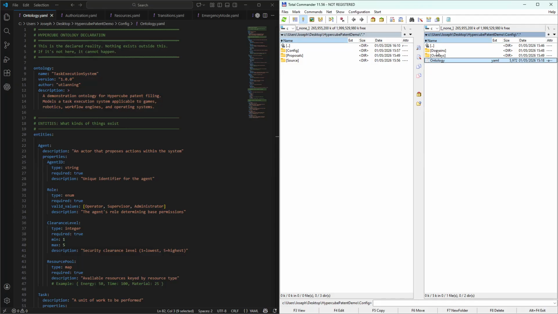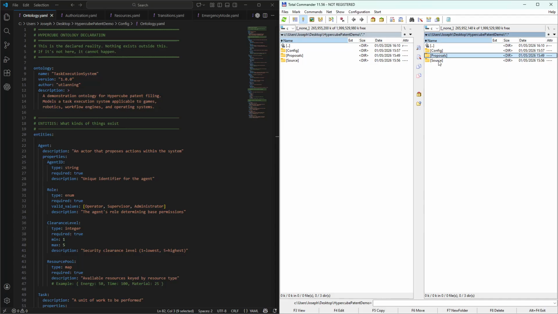Underneath config, we have our domains. Please take note of these names. Under config, we also have overlays. Again, please take note of these names as they will come up later. Within proposals, we have written 4 proposals to test today.